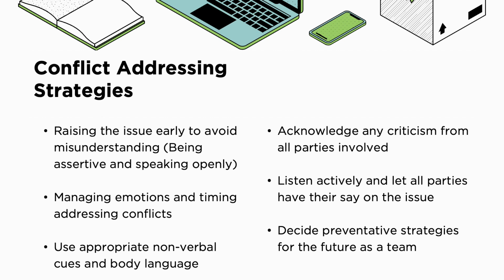First, this includes raising the issue early to avoid misunderstandings. It's important to not let issues and emotions sit for too long, and being assertive and speaking openly can help manage conflict. Additionally, it's important to manage our emotions and timing so that we can address conflicts when emotions are stable and do not cloud our perspectives. Other strategies include using attentive nonverbal cues, acknowledging criticism, and actively listening to all parties involved, and overall, collaborating to decide preventative strategies for the future.